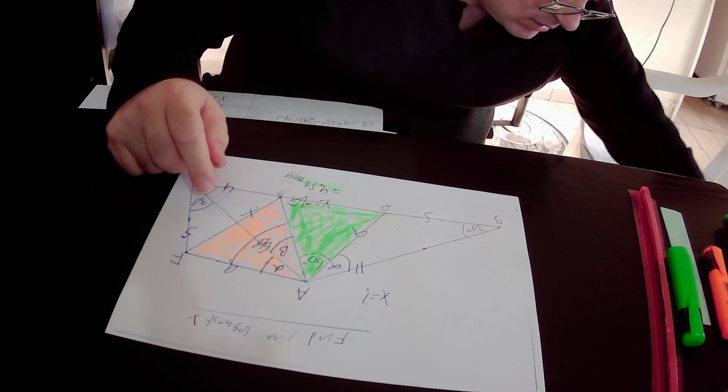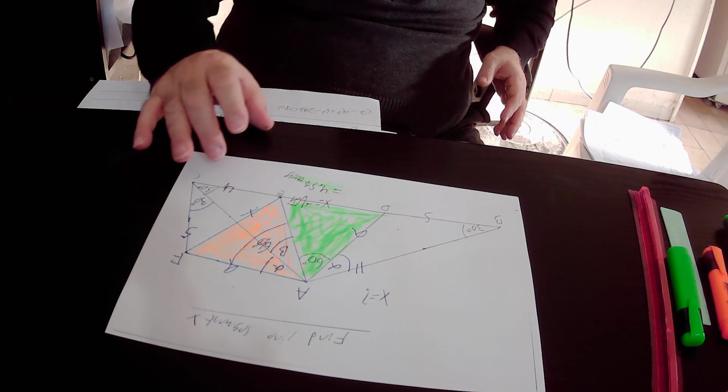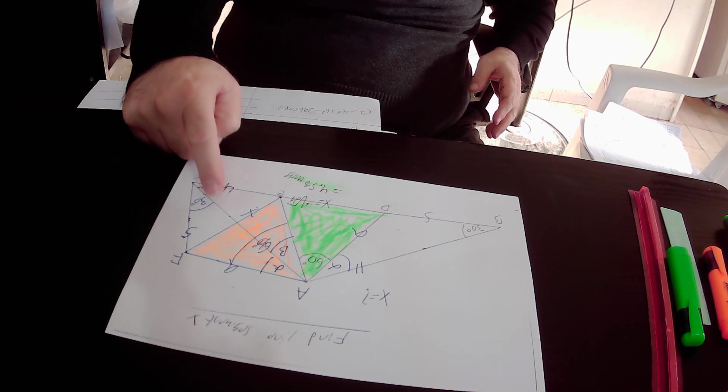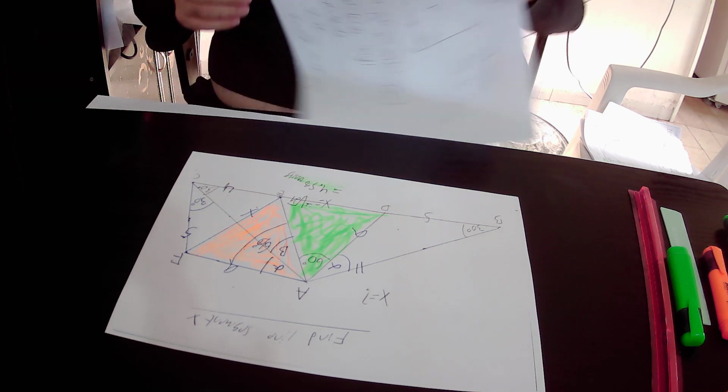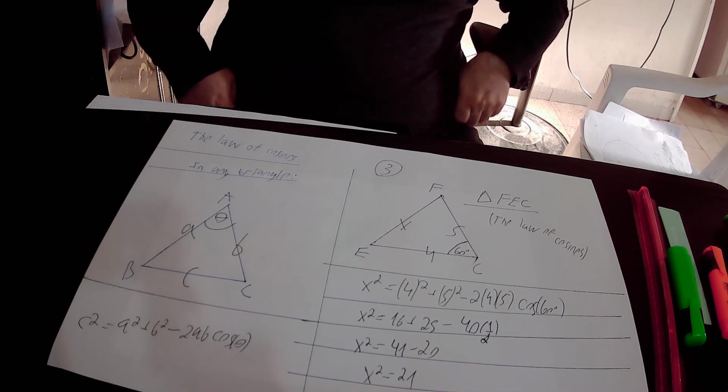In the next step, I presented to you the law of cosines, and we implemented the law of cosines in this triangle, triangle EFC. So what is the law of cosines? The law of cosines is true in any triangle.